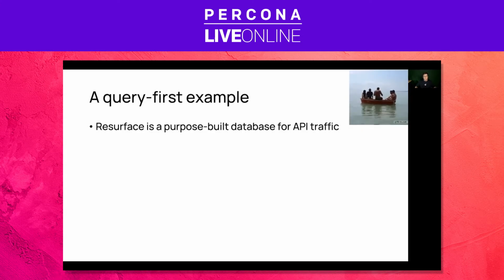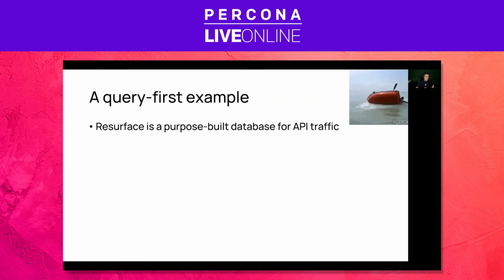So here's an example of that kind of thinking and those foibles in action. And this one, it's easy to share because it hits super close to home. This is from Resurface Labs. That's us. And in our use case, we're building a database that is specifically designed to handle API traffic.